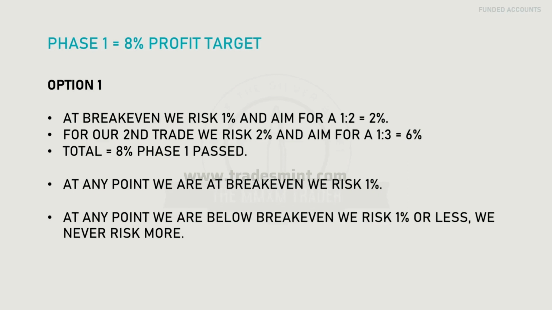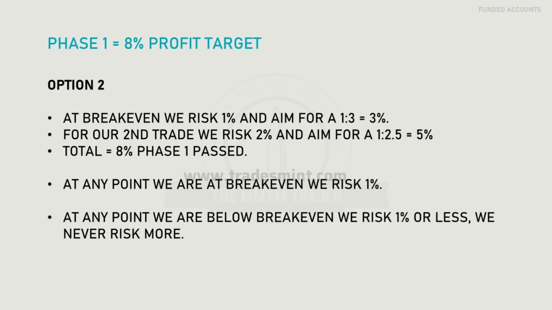If at any point we are back at break even, we risk 1%. So at any point when we are below break even, we risk 1% or less and we don't risk more to catch up, right? Because then if we take another loss and we risk 2% or 3%, we go even deeper in drawdown.